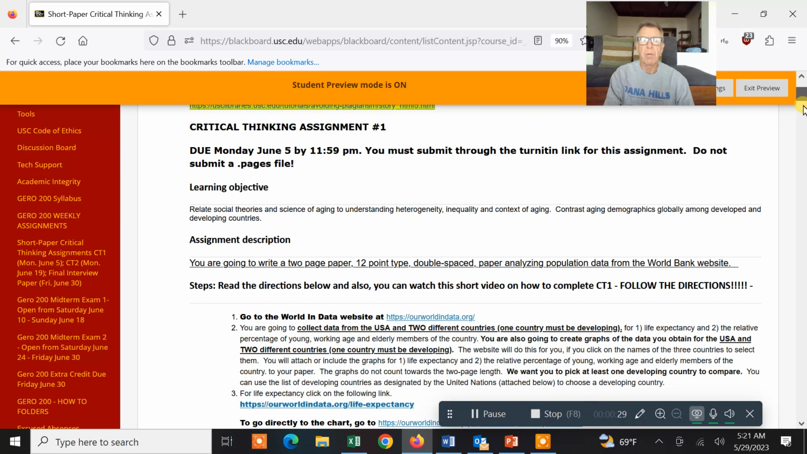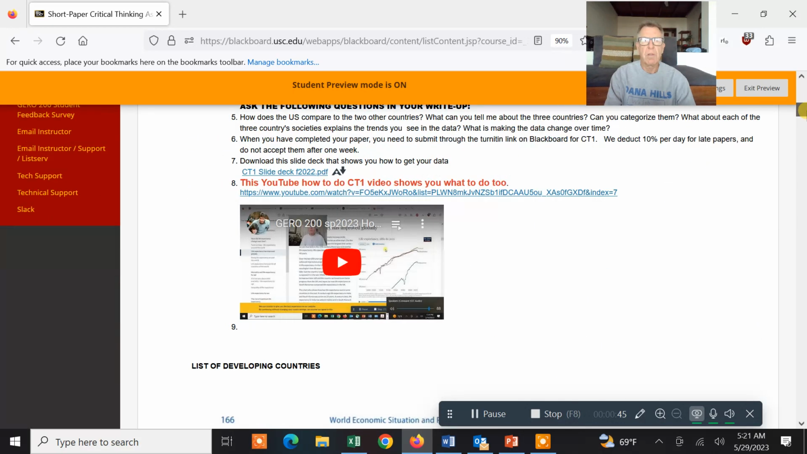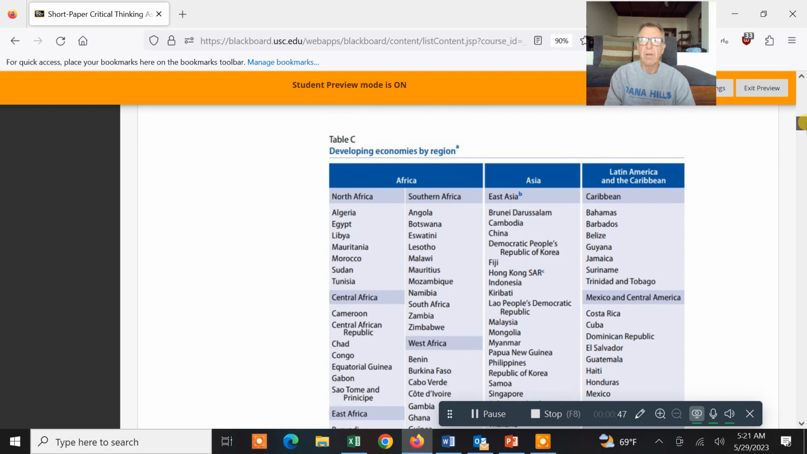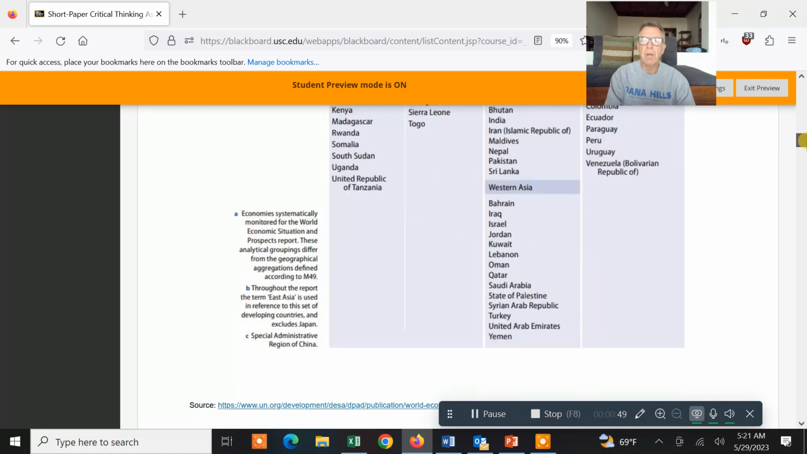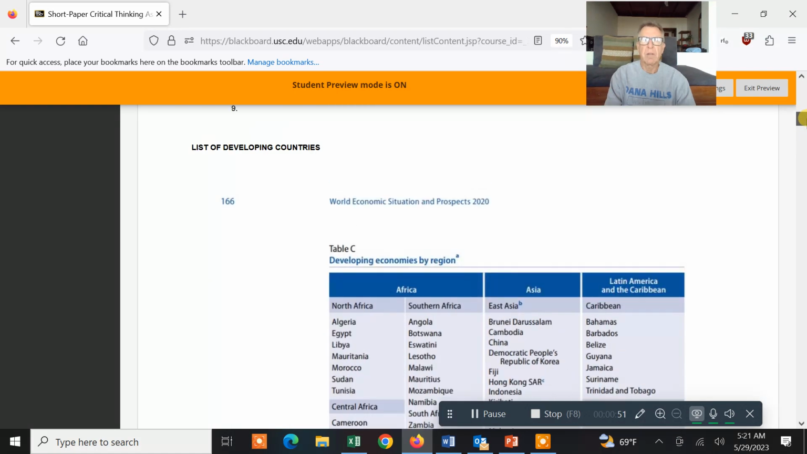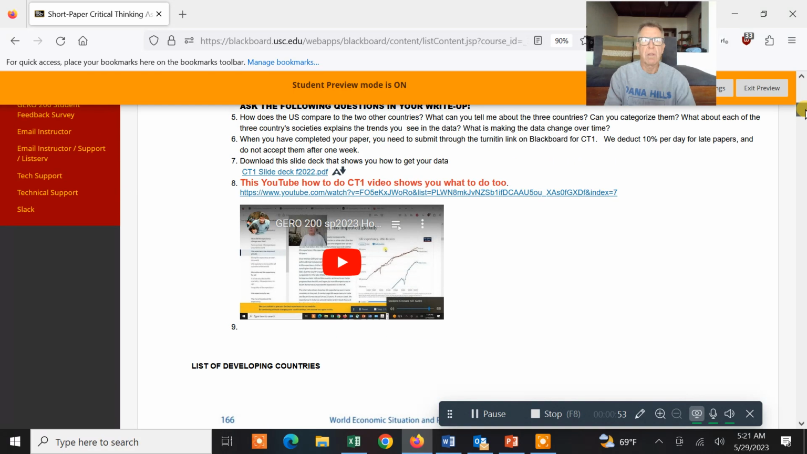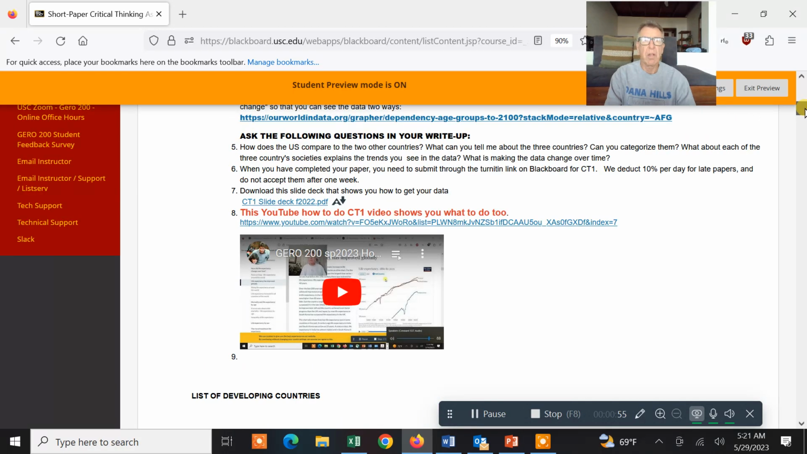We have, of course, the learning objectives, but right here is the assignment description. We want you to collect data from the U.S. and 2 different countries. One of the countries has to be a developing country. We're pretty developed as the U.S. So you scroll down here, and this is the last list of developing countries. Choose one that you have a relationship with. It makes it a lot more fun. You could do 2 developing countries. It doesn't really matter, but at least one has to be developing.